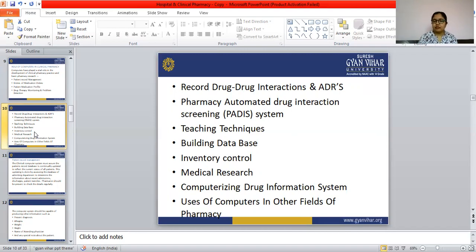And medical research. Next is medical research. For doing medical research, the clinical pharmacists use the computer. And computerizing the drug information system. To do this, the clinical pharmacists use the computer in the clinical pharmacy. Uses of the computers in other fields of the pharmacy. There are lots of uses of the computer in the clinical pharmacies.